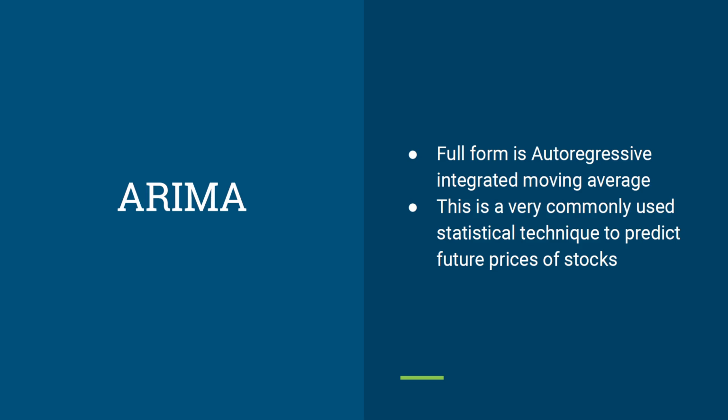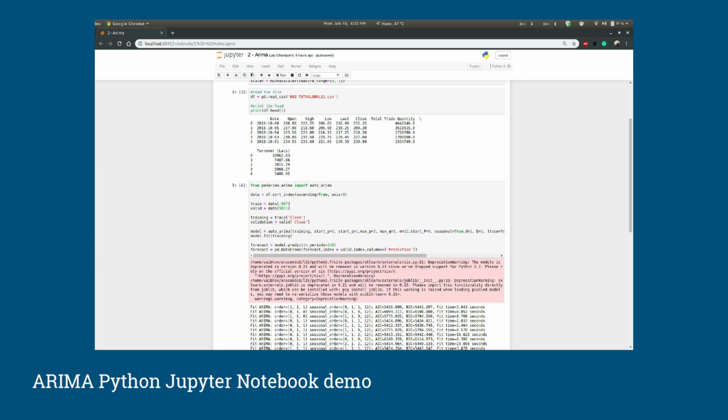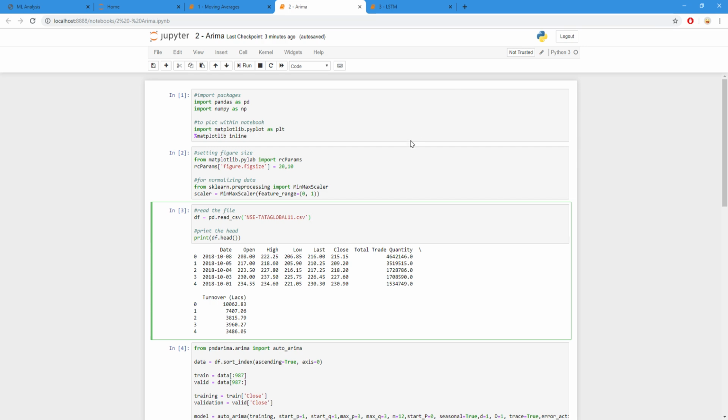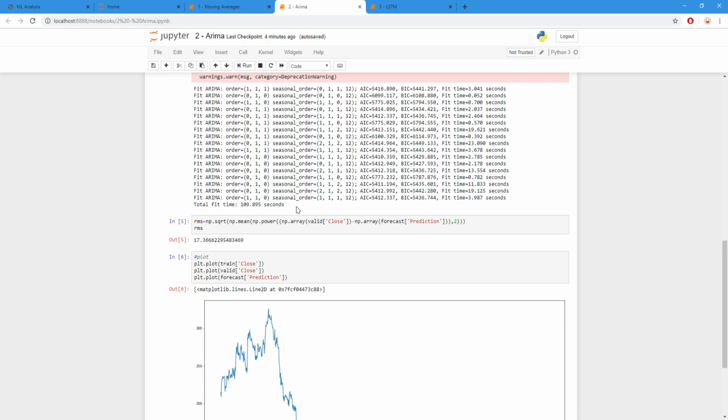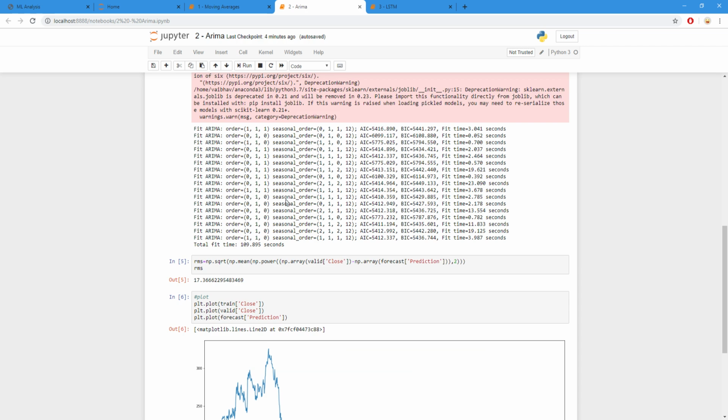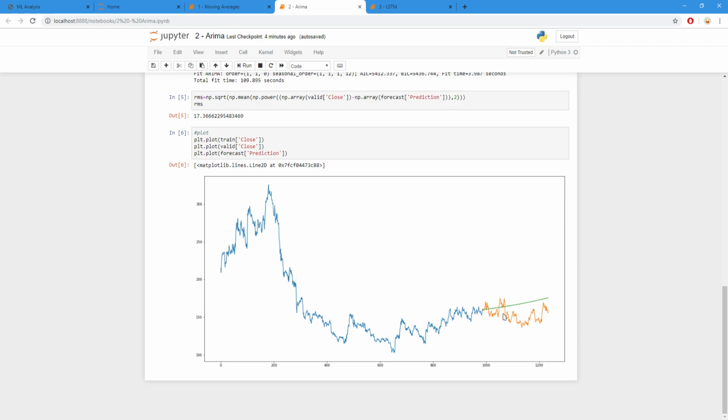Then I moved to ARIMA. The full form of ARIMA is auto-regressive integrated moving average, and this is a very commonly used statistical technique, and I've used it here to predict the future prices. I started by importing the libraries, then importing the data set and creating a training and validation data set, and here we are training it, and in this you can see that this is much closer to the actual price than before.